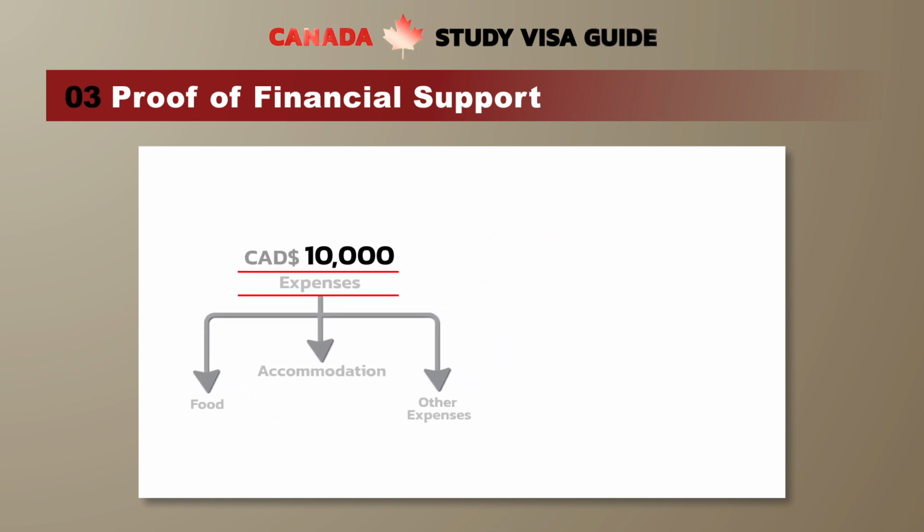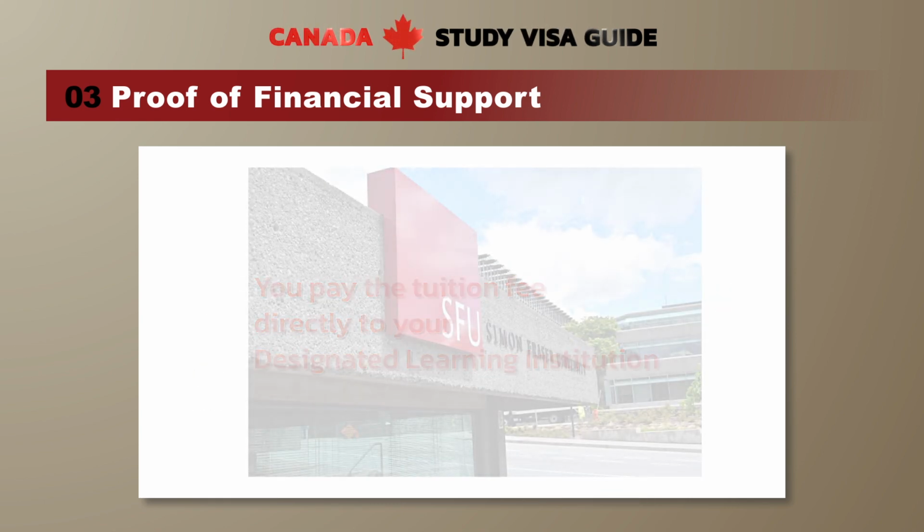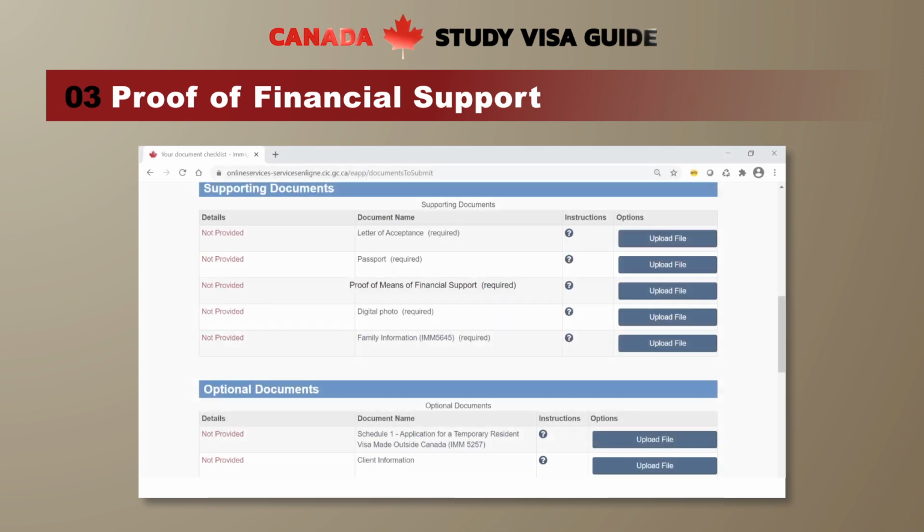Note: the figure of 10,000 Canadian dollars does not include tuition fees. You pay the tuition fee directly to your designated learning institution, while the proof of financial support will be submitted to the visa office along with your application documents.